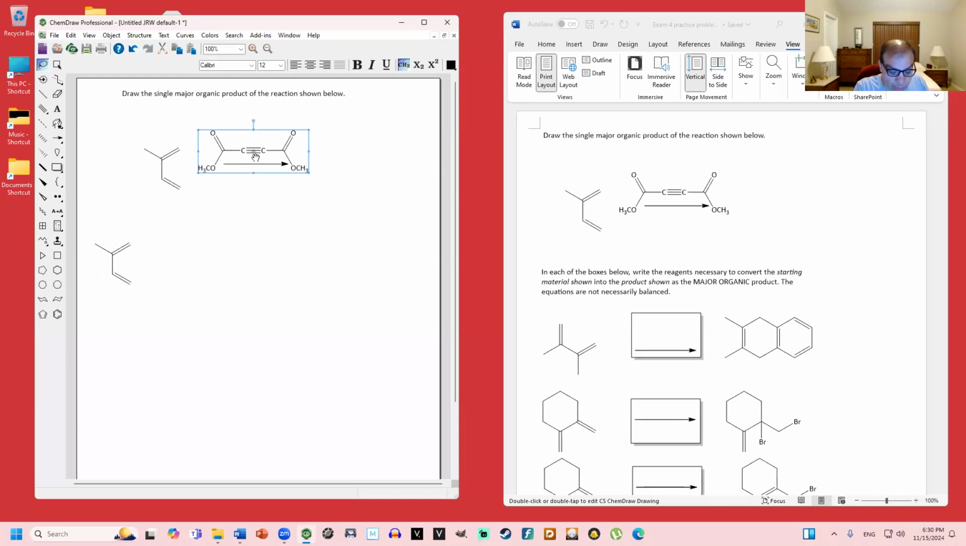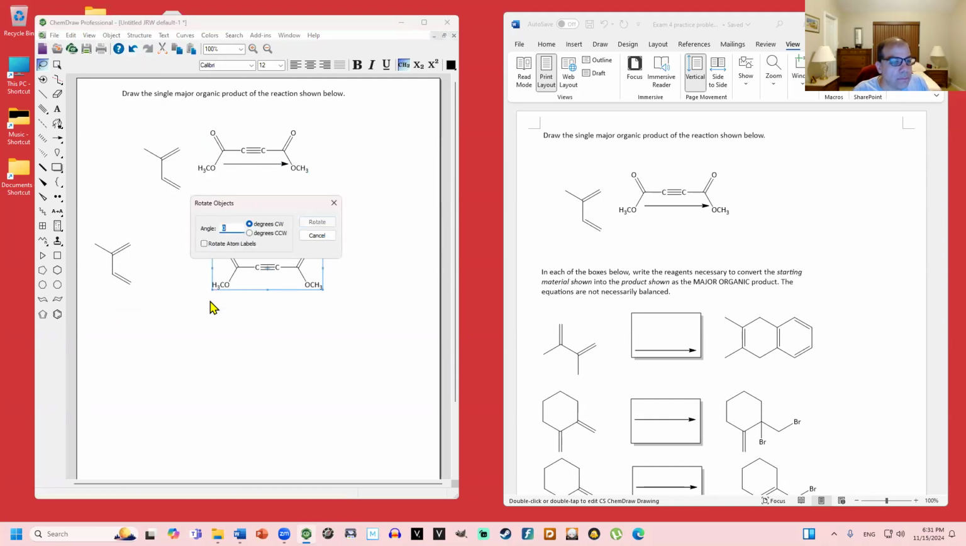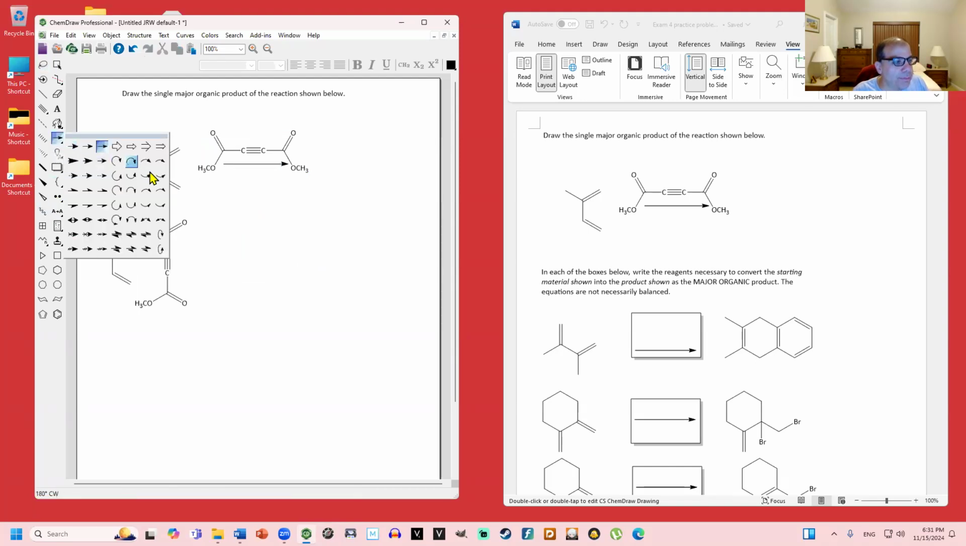It becomes a little easier to see if we rotate the dienophile by 90 degrees, like this, and then bring the two molecules together. And then, just as we discussed in class, the electrons move, 3 electron pairs all at the same time.